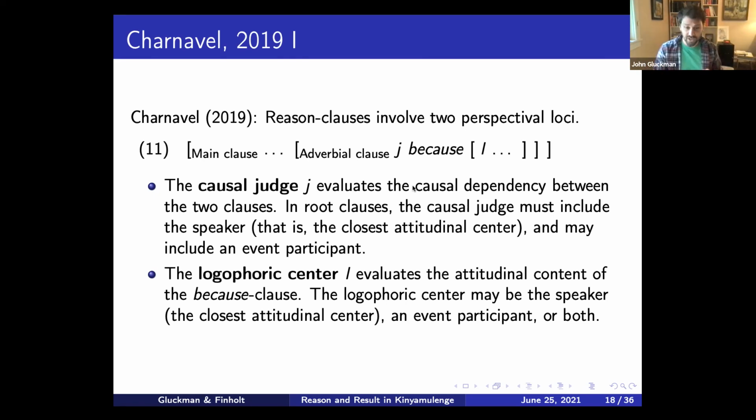The causal judge, J, evaluates the causal dependency between the 2 clauses. And so in root clauses, the causal judge must include the speaker, that is the closest attitudinal center, and may also include an event participant of the main clause. And this needs to be distinguished from the logophoric center, and the logophoric center just evaluates the attitudinal content of the because clause. And the logophoric center could be the speaker, that is the closest attitudinal center. It also could be an event participant, not the speaker, or it could be both at the same time.